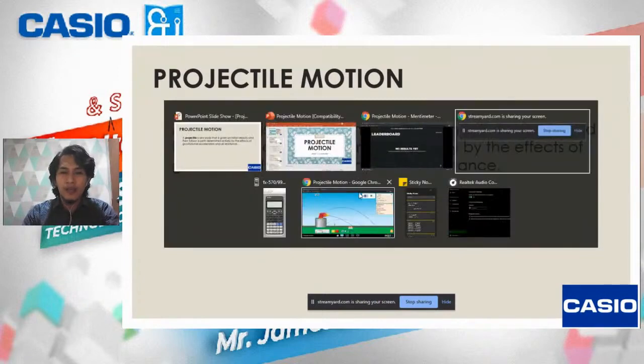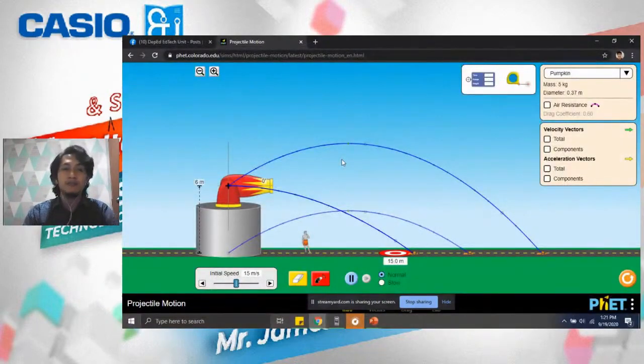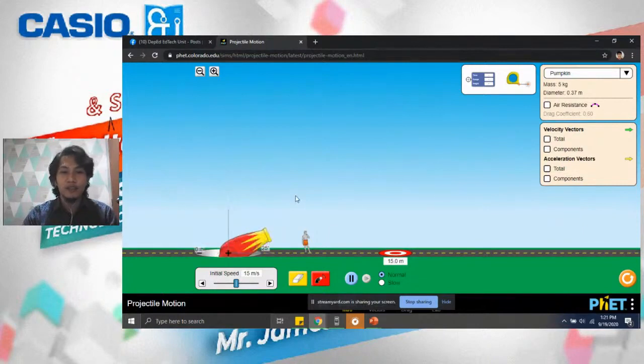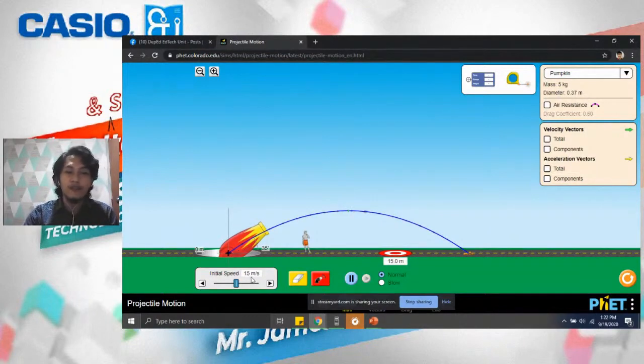Most of the teachers here are probably familiar with the simulation, just like this one, our PhET. Let's say, for example, this is our object, and we launch it at a certain angle. Once we launch it, initially it has a velocity of 15 meters per second. And if you notice, our path is curved, or parabolic.